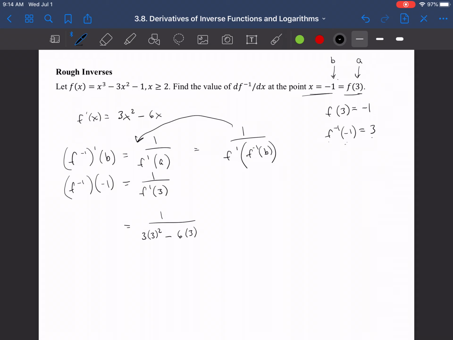So let's take a look here. So this is 1 over that. 3 squared is 9. 9 times 3 is 27. And then 6 times 3 is 18. And 27 minus 18 is 9, so 1/9. And there's our answer. We didn't have to actually find the inverse of the function. We just simply had to find the derivative of that and then find what it was plugged in.